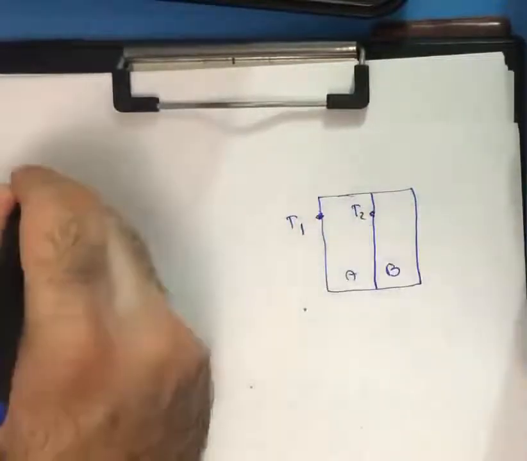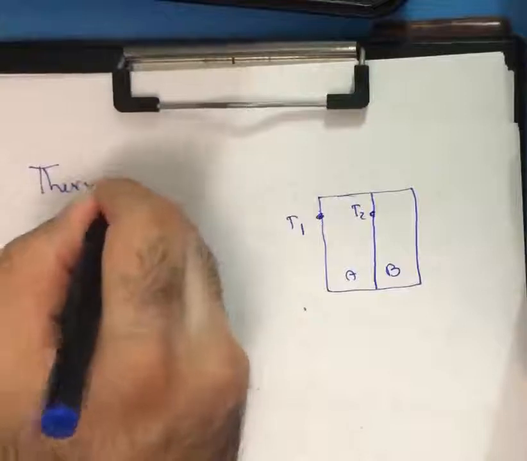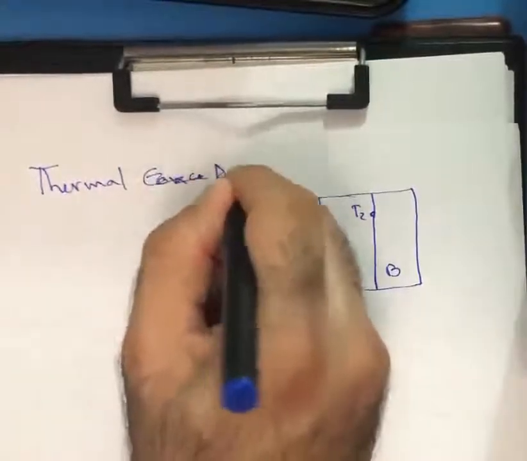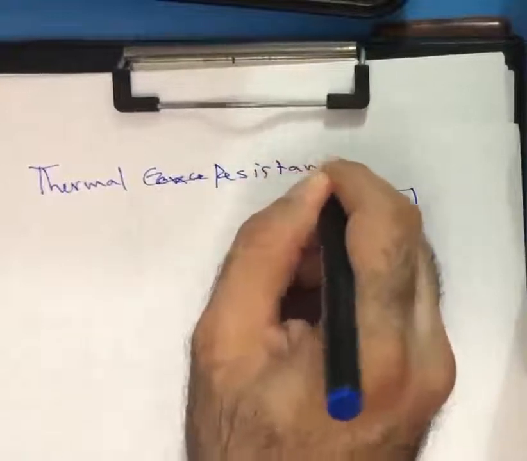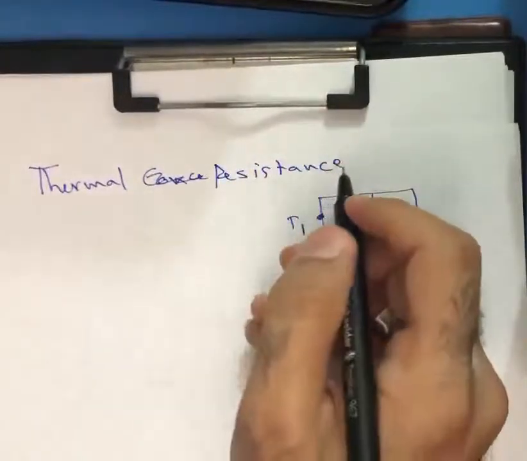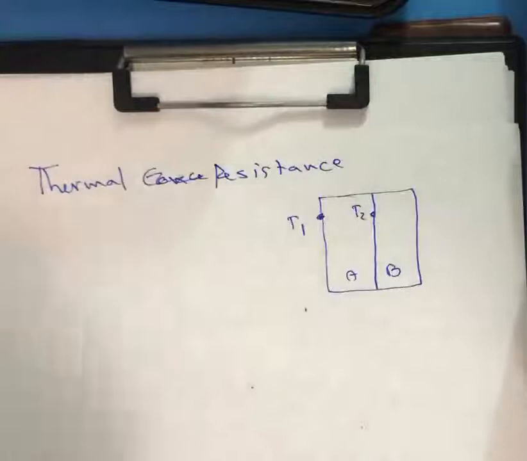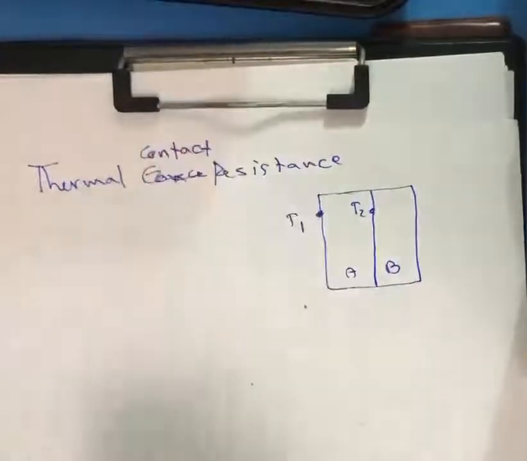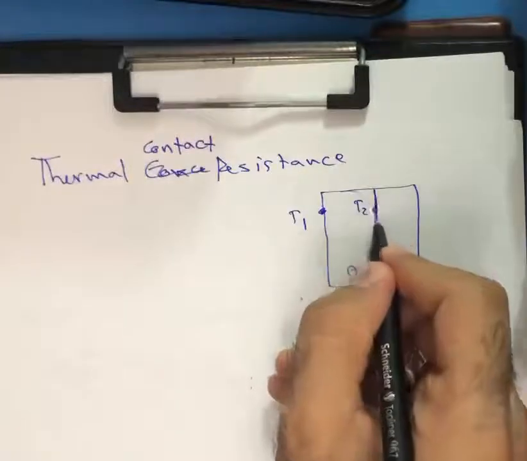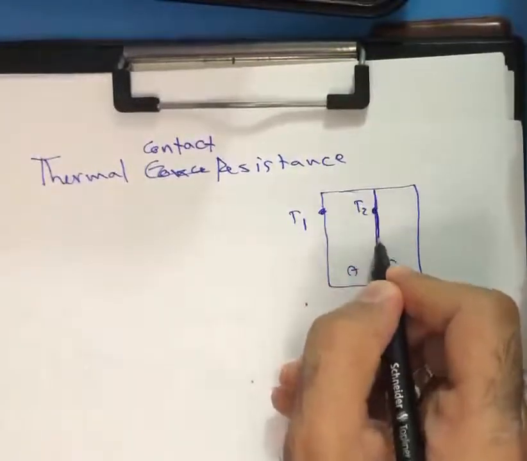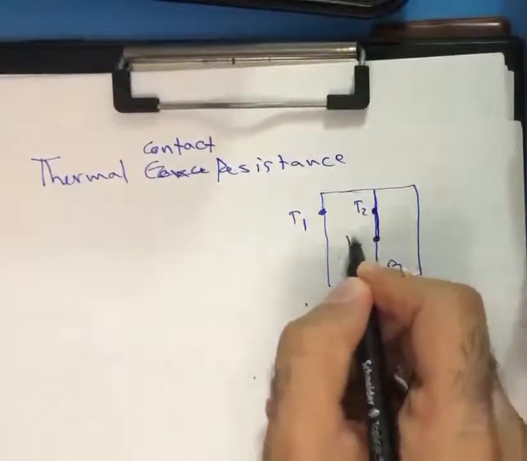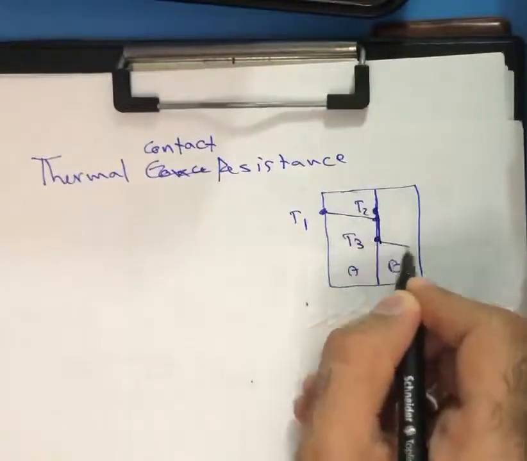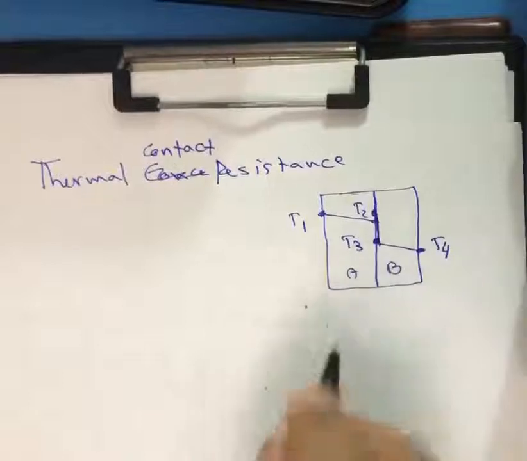There is a thermal resistance. Actually, this concept is very important. Thermal resistance between the walls, thermal contact resistance, which is between the walls. Then T2 here, and this will be T3. Then you can see it will drop something like this, T4.